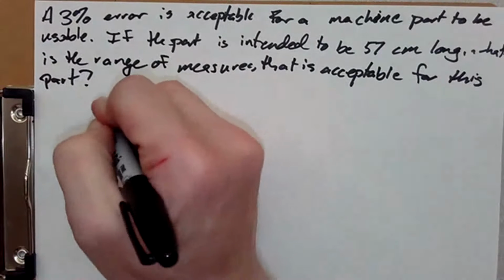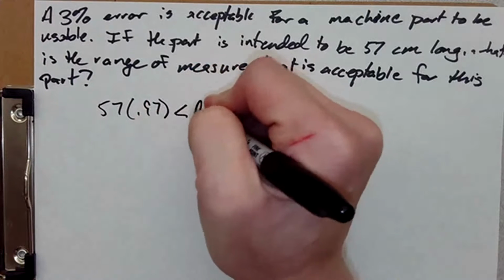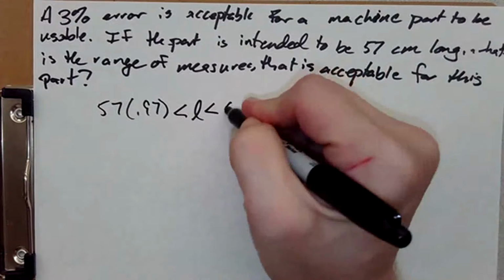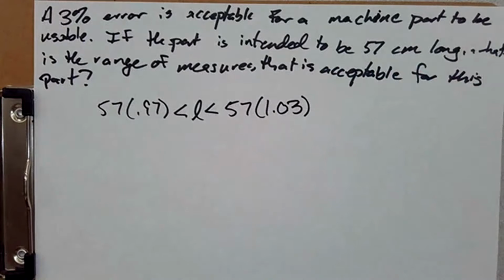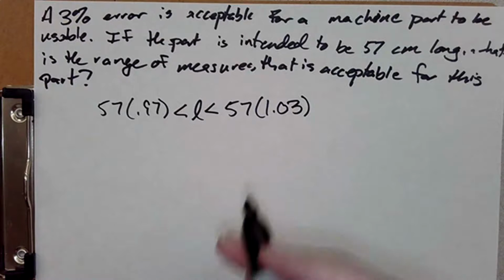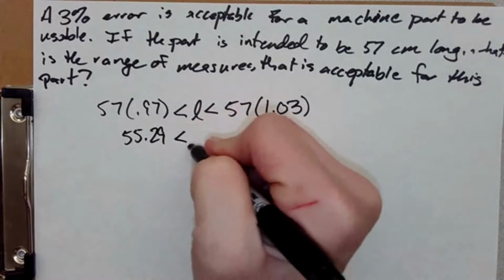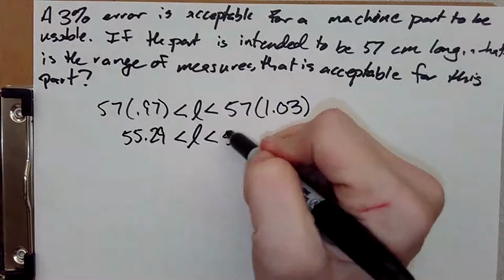So this is going to be 57 times 0.97 is less than L, the length of the part, is less than 57 times 1.03. It's also what we call the tolerance. So 57 times 0.97 is 55.29 centimeters. That's going to be less than L, which is less than 57 times 1.03, which gives us 58.71 centimeters.